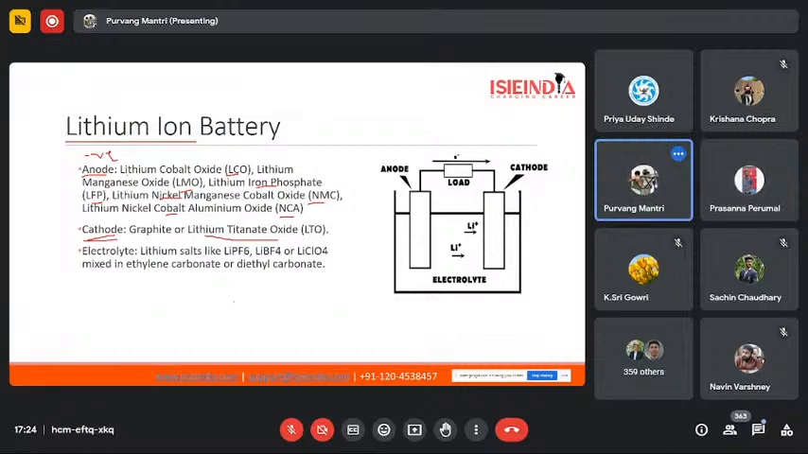Sir, to make it more simple, the electron flow is always from negative to positive, as shown in the diagram. So then we can confirm that the anode is negative.